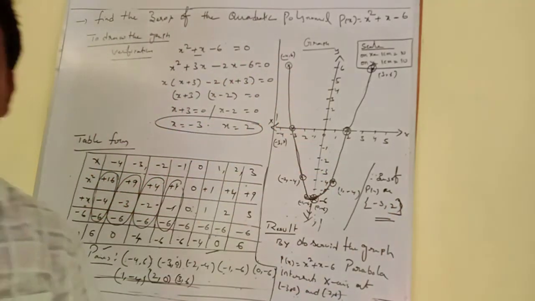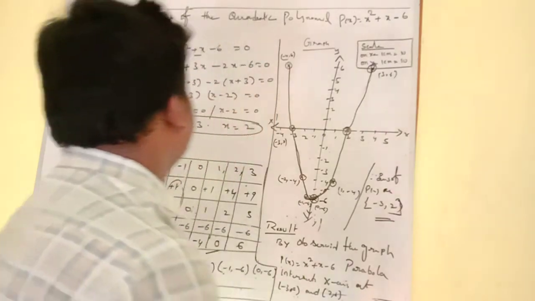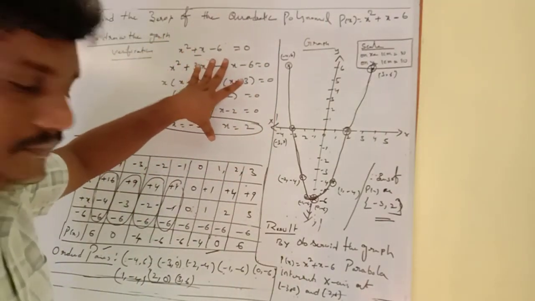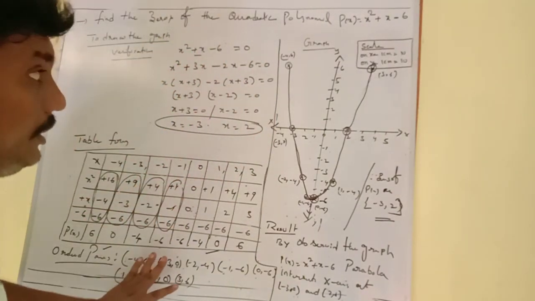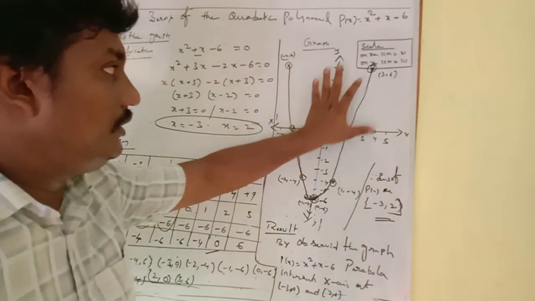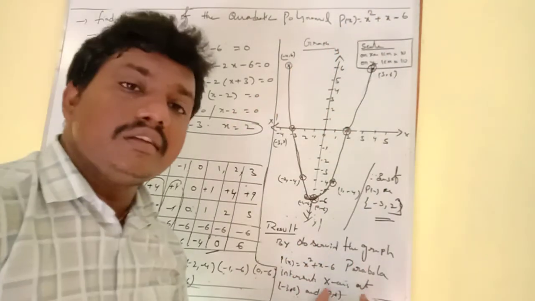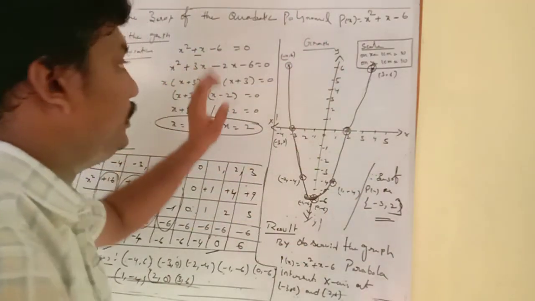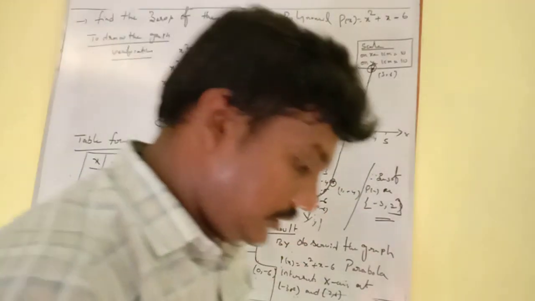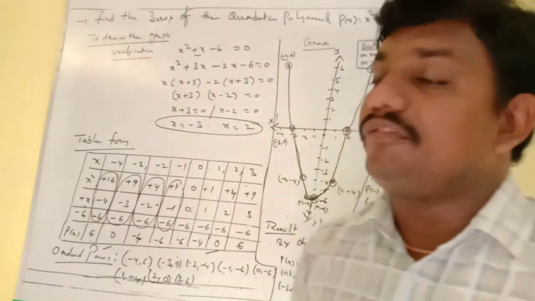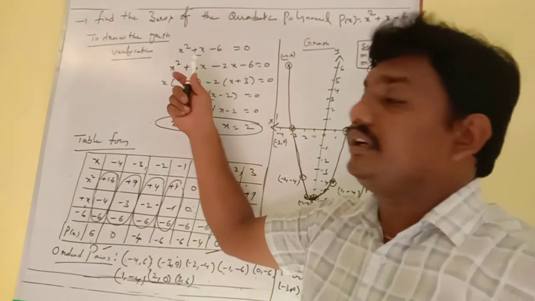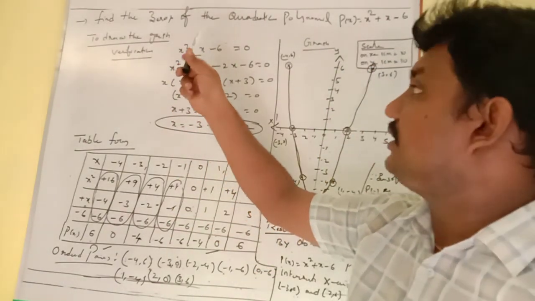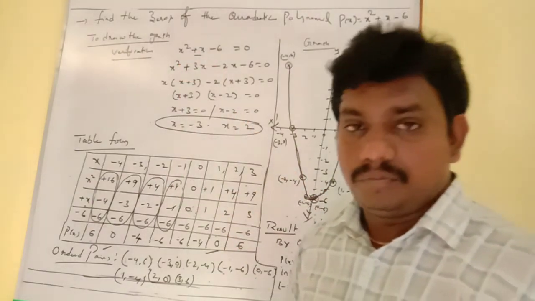So this is the graphical method. For this, verification is a must, and the tabular column, ordered pairs, the graph, scale, and finally the result. Like that we have to write on the graph sheet. This is a very important concept. Academic standard 5, visualization and representation. So this is a very important question.